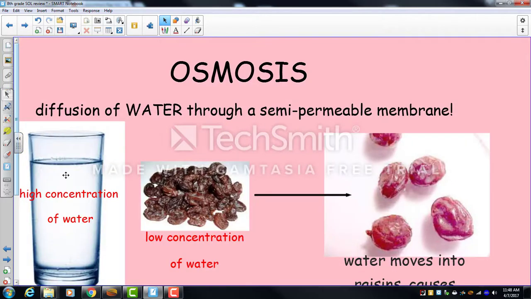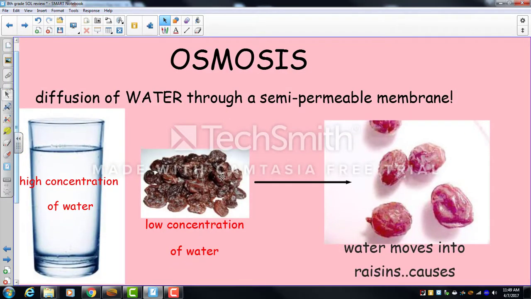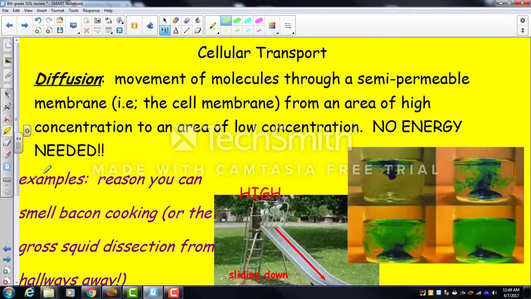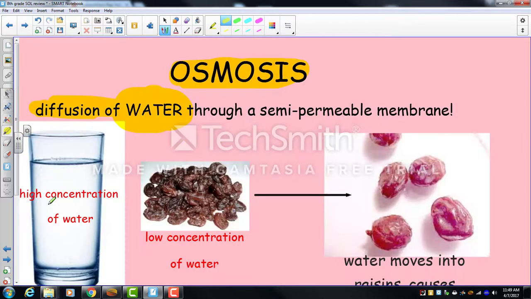Okay? Osmosis. All right, so this is really nothing new. Osmosis is simply the diffusion of water. Let's highlight the word water. Water, water, water. Water is so important to life. Water is so necessary to all living things that we give it a special name when it moves. That's it. That's all osmosis is. It's the diffusion, which is what we just talked about, of water. All right? So same thing.